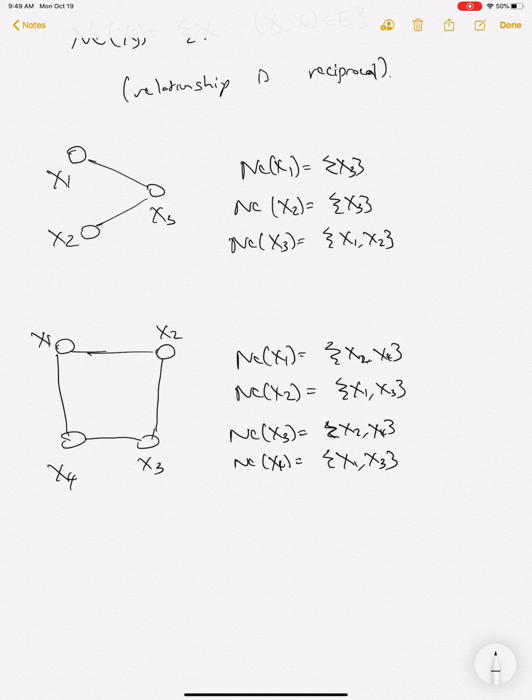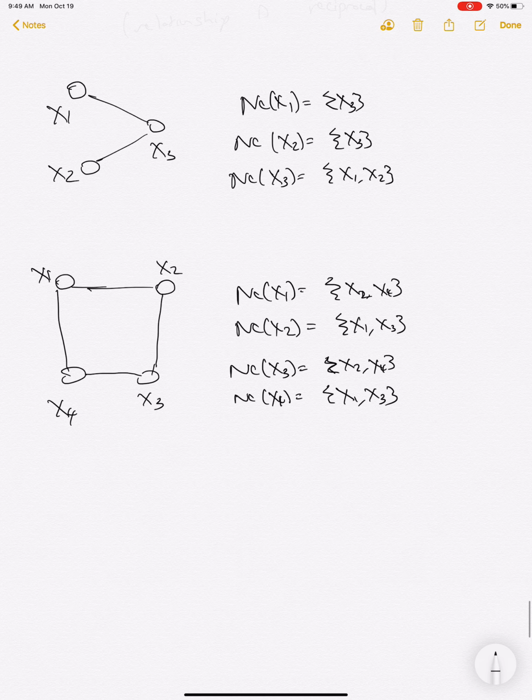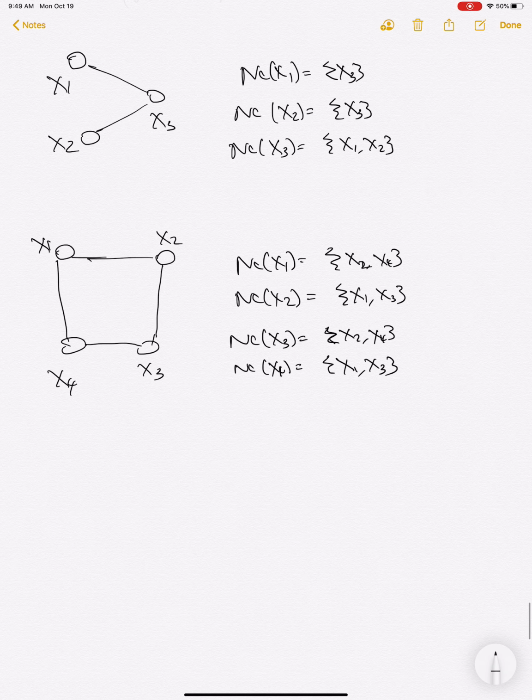And because these relationships are undirected, that's why. But when the relationship is directional, they're not necessarily going to be reciprocal. So the child of a parent is not necessarily going to be the parent of a child. And in fact, for DAGs, it's impossible for the child of a parent to be the parent of a child. Okay, so how does this connect to conditional independence?